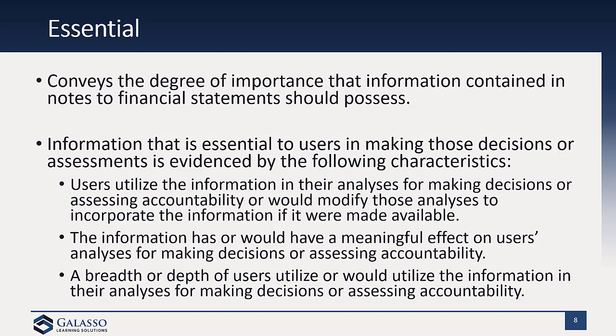And the new proposal says information that is essential to users in making those decisions or assessments is evidenced by the following. So we have 3 now. 1, users utilize the information in their analysis for making decisions or assessing accountability, or would modify those analyses to incorporate the information if it were made available. So again, very similar to utilizing it or would incorporate it if it was available. However, here's where they've added to clarify. The information has or would have a meaningful effect on users' analysis for making decisions or assessing accountability, right? So not only is it used, but it would change behavior of some sort, meaningful impact.